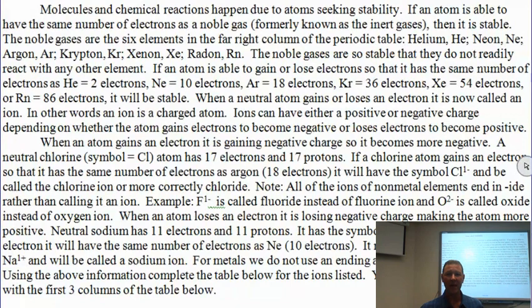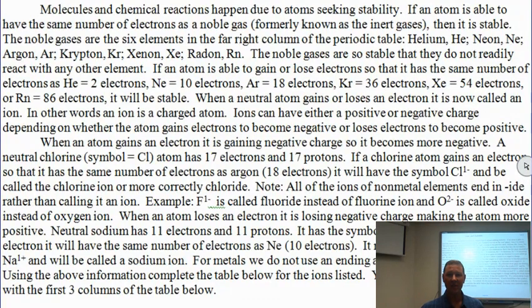A neutral chlorine, Cl, has 17 electrons and 17 protons. If a chlorine atom gains an electron, so it has the same number of electrons as argon, 18 electrons, it now has the symbol Cl1- and will be called chlorine ion, or more correctly, chloride. Note all the ions of the nonmetals end in "ide," rather than calling them ion. For example, F1- is called fluoride instead of fluorine ion. O2- is called oxide instead of oxygen ion.